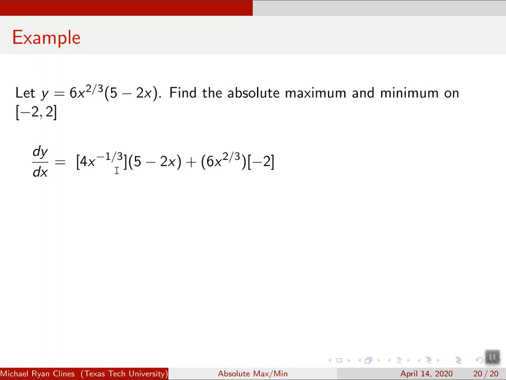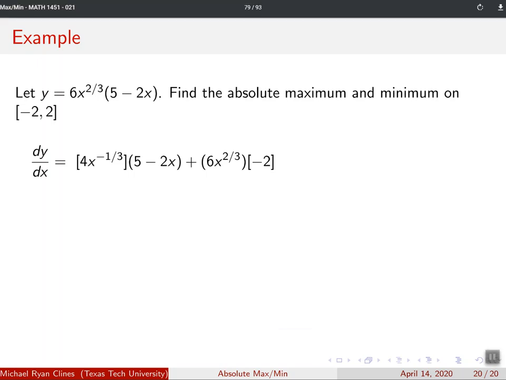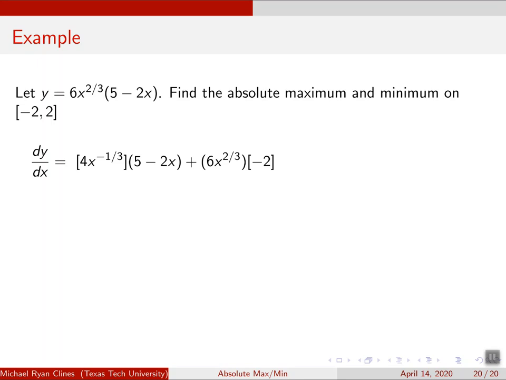Don't believe me? Double check it yourself. Simple application of the power rule. Leave 5 minus 2x alone, and then plus leave 6x to the 2/3 alone, and then take the derivative of 5 minus 2x, which is just negative 2. Now that wasn't too bad. This is where things are going to get tricky.